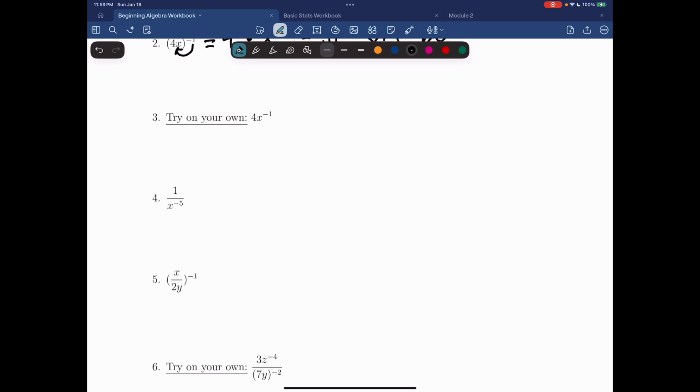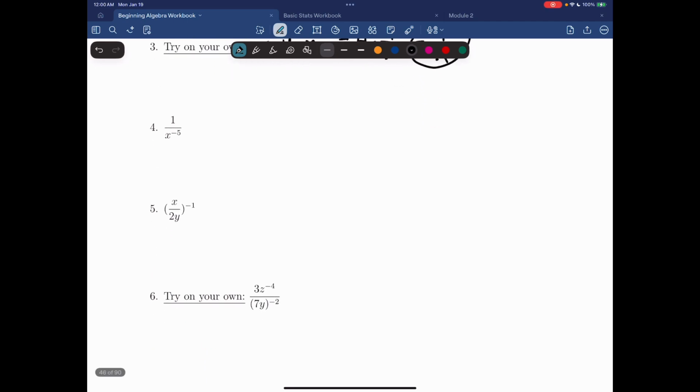So we have 4 times x to the negative 1 power. Well, this 4 is just being multiplied by x to the negative 1, so that just comes out in the front. We're not going to do anything with that 4. But that 4 is being multiplied by x to the negative 1 power. And we know that x to the negative 1 power becomes 1 over x. And then 4 times 1 over x just simplifies to 4 over x. So that's your final answer.